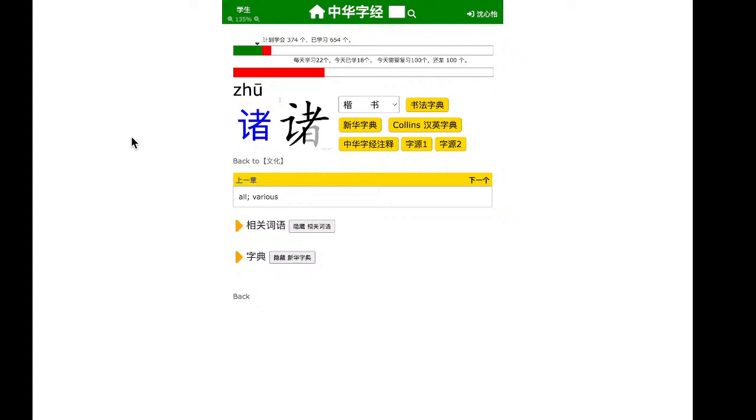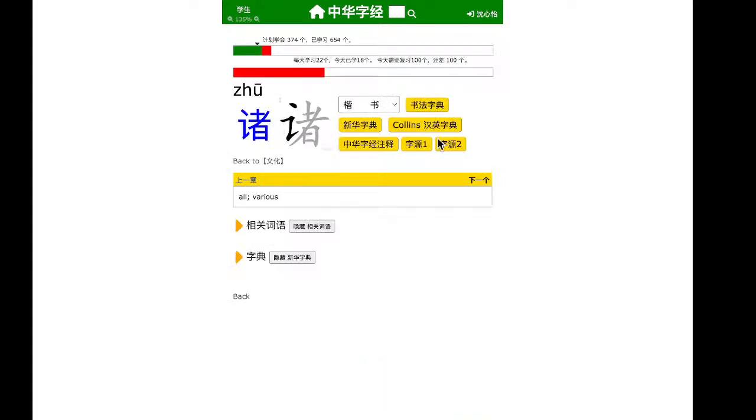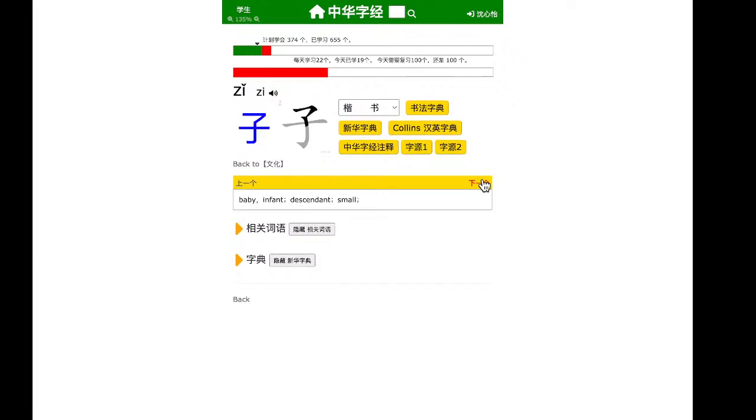Alright. 诸. This 诸 means all or various. Most of these are referring to people's names. So we're not actually looking at the individual meanings of the words, but we will go through those as well. 诸子. 子 means a baby, infant, descendant, or small. It has an alternate reading. This is 子 with no tone on it.